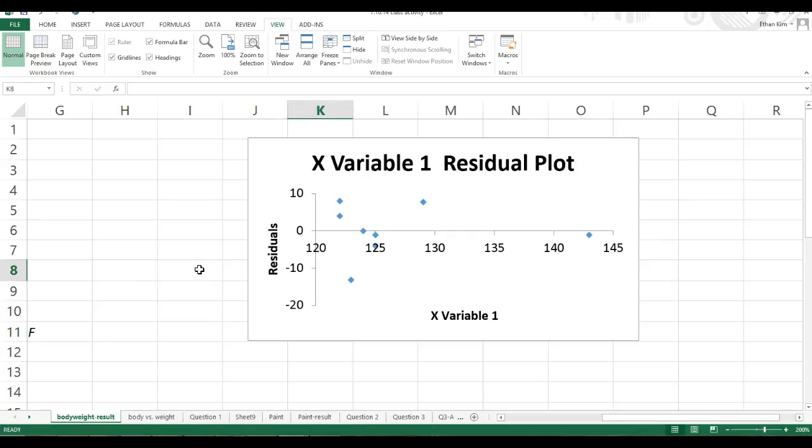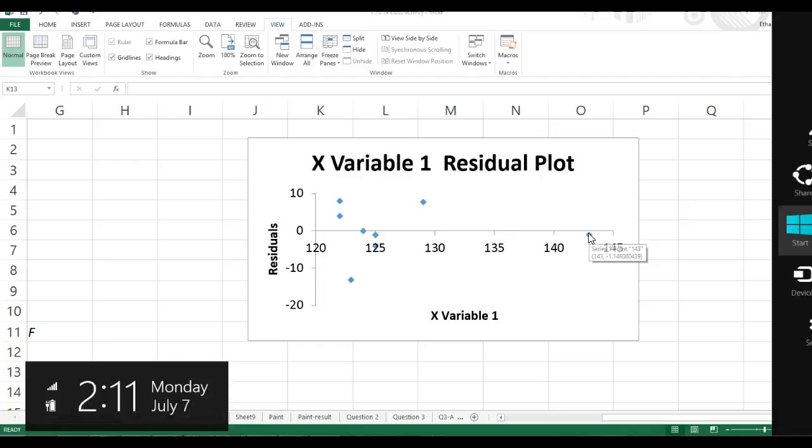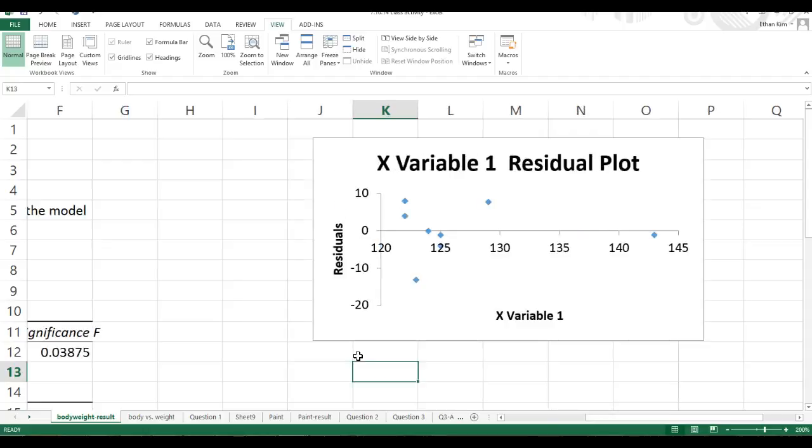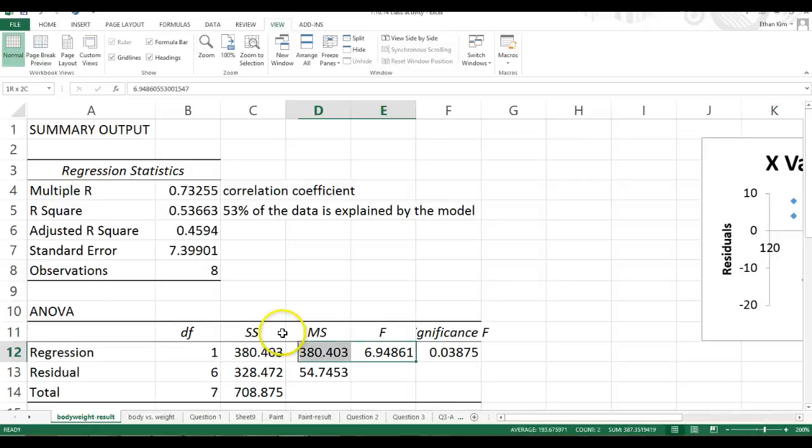For commenting on the residual plot, everything else looks fine except for this observation. There seems to be an outlier. We're not 100% sure because it's only about a 13-ish difference from all the rest, but still we have to mention that it might be an outlier, so it gives you a full answer to the problem.